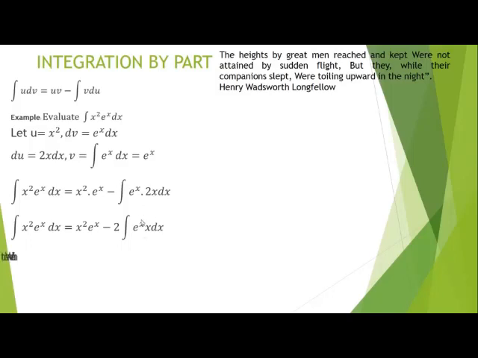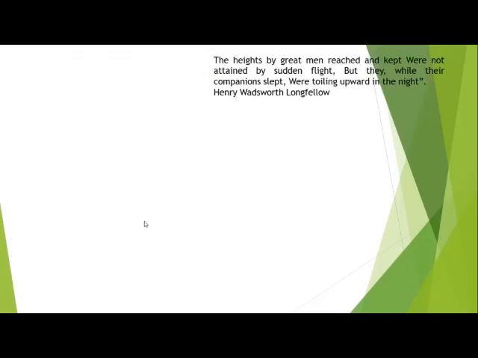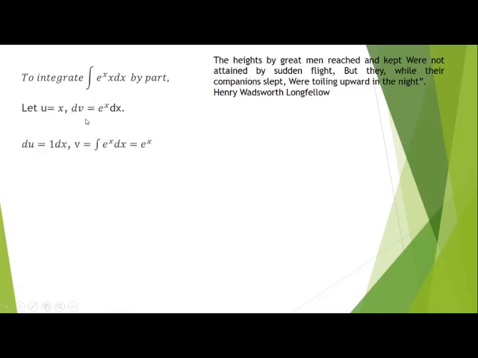So now we need to integrate this again by parts, and when we do that, our u in this case will be x and our dv will be e raised to x. When we differentiate u with respect to x, we have du equals 1 dx, and we integrate dv. When you integrate e^x dx, that will give you e^x. So then we can record that same formula: integral of u dv equals uv minus integral of v du.